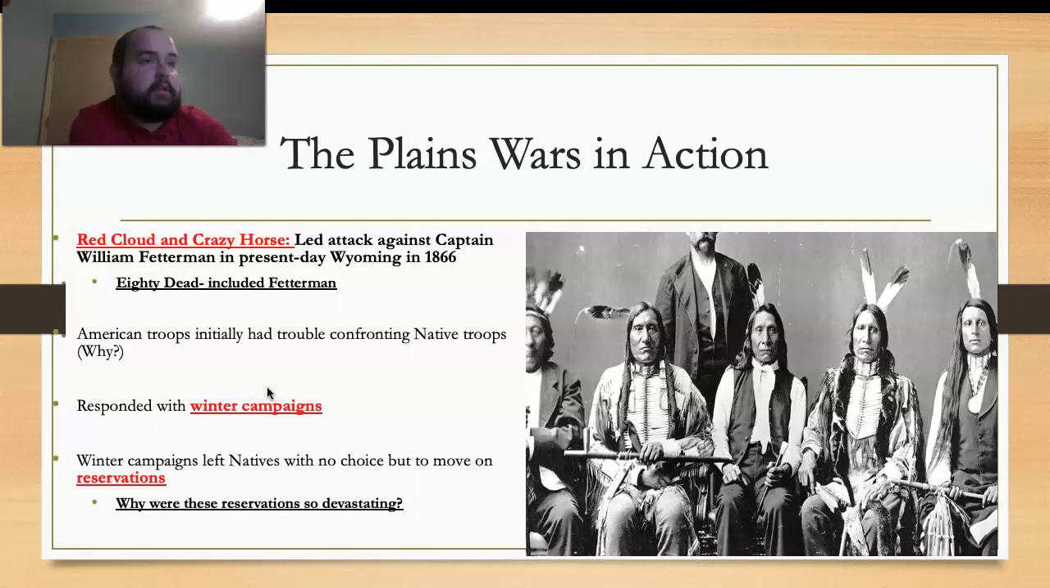What they would do to make it so brutal is they would go into these tribes and camps and attack people in the winter while they were sleeping, if at all possible. So it was essentially a surprise sneak attack. Winter campaigns eventually hurt Native Americans so much that most of them had no real choice but to move on to these reservations.